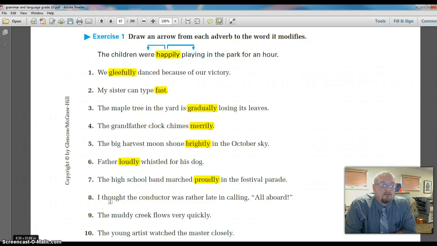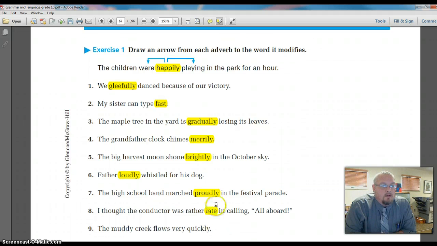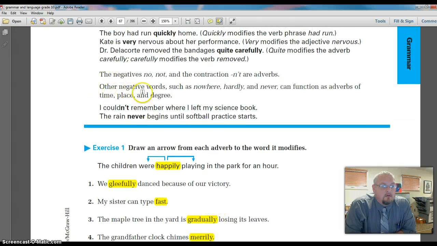Number 8. I thought the conductor was rather late in calling all aboard. Was rather late in calling all aboard. Late tells time. If we go back up here, other negative words, nowhere, hardly, never, can function as adverbs of time, place, and degree.